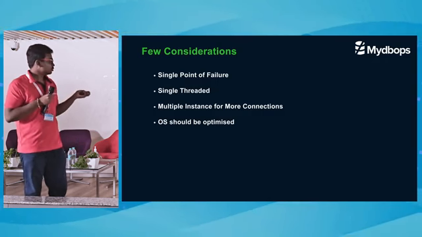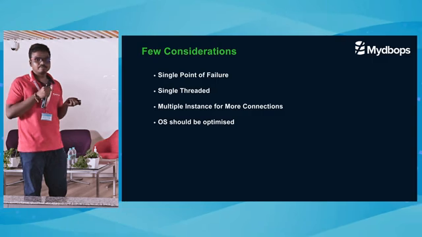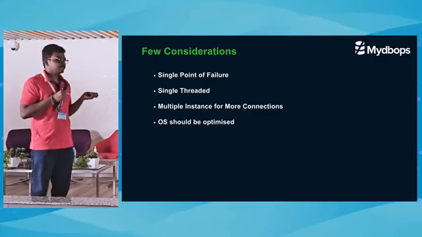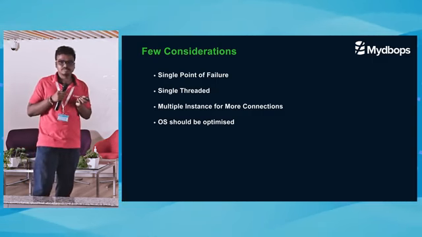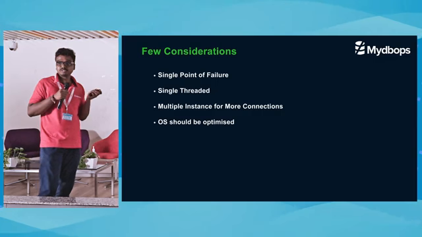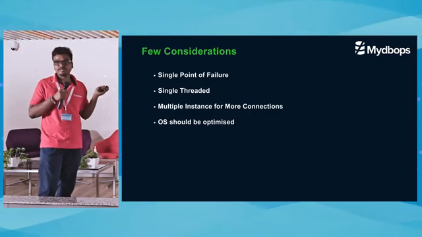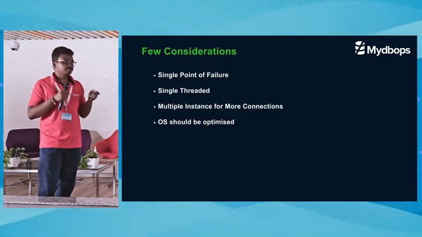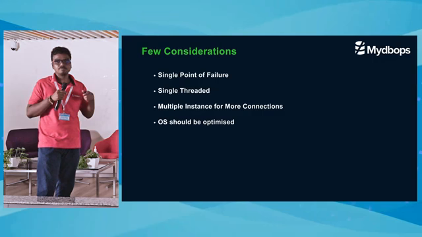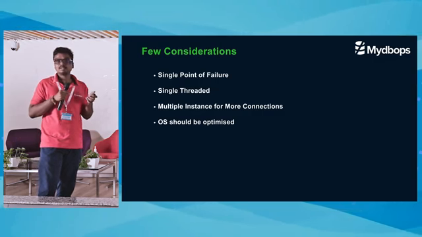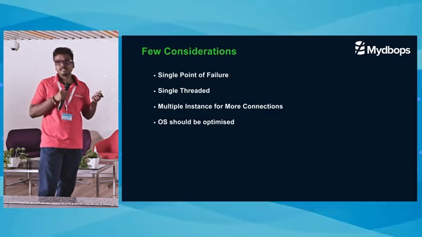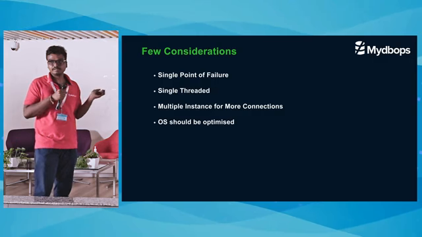And the OS should be optimized. A very important parameter is the open file limit. If you are running PgBouncer under a user, ensure that user has a very good open file limit. Or else it will work fine initially, but if you open a huge number of connections, your application will stop and get an error, cannot create more connections. So it is very, very important.